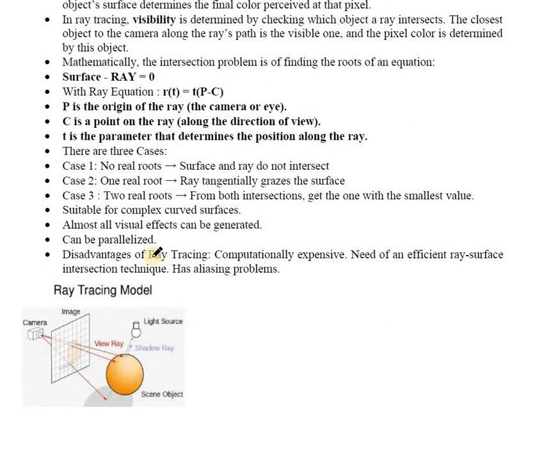Now in this case, you have three cases. Case 1 says that there are no real roots. When there are no real roots, the surface and the ray do not intersect. Case 2 is that you have one real root. So the ray is tangentially going to graze the surface. And the third case is that there are two real roots. From both intersections, we will use the one which has the smallest value. So when case 3 occurs, we get to see the object. Whatever complex surfaces are there, this particular one works really well and it can be done in parallel. The issue is that it is computationally expensive.